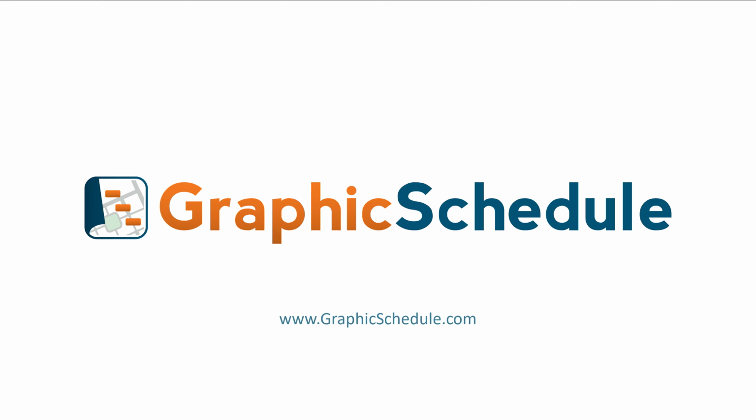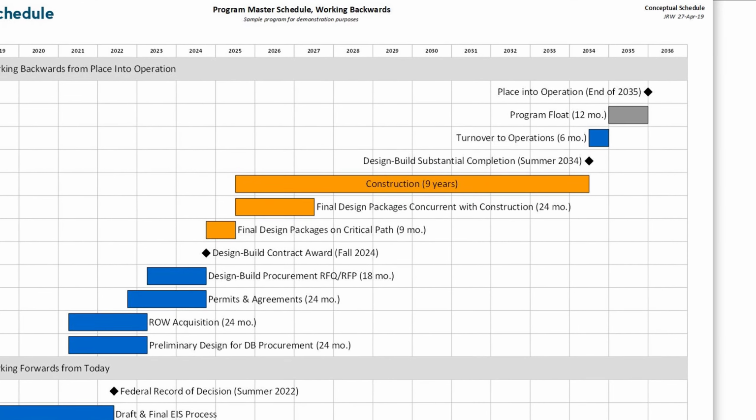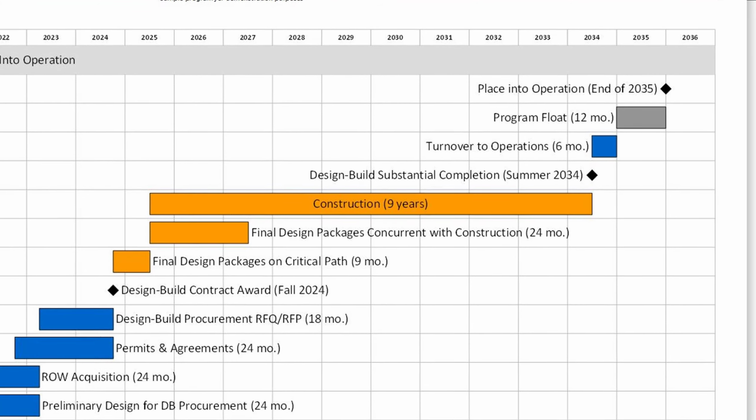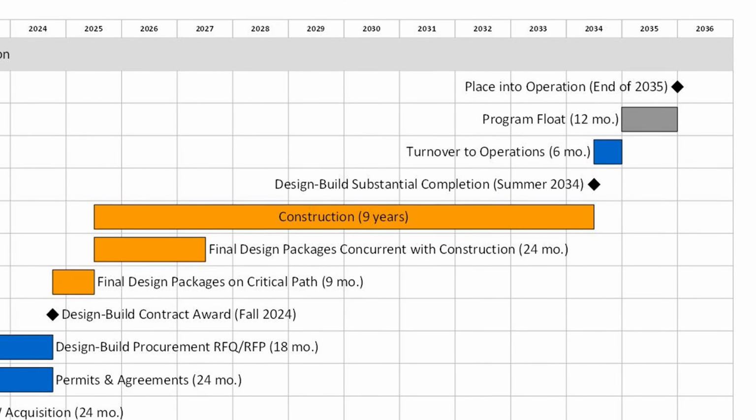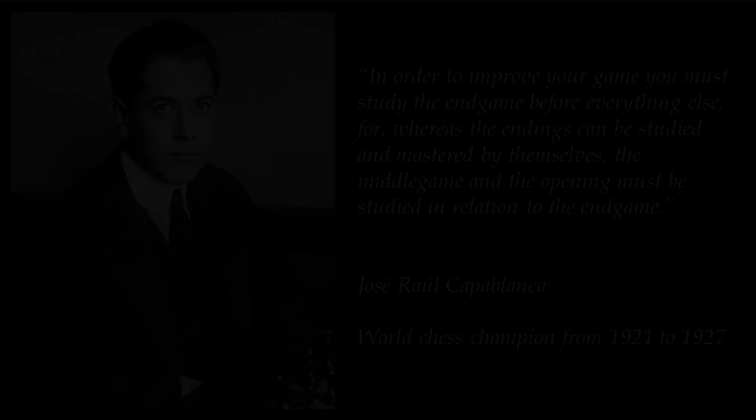Welcome to GraphicSchedule, the easiest way to create linear schedules and bar charts right in Excel. In this video, we'll create a simple program schedule that works backwards from a desired completion date. Our example is a major infrastructure project that a public agency has committed to finish in 2035.